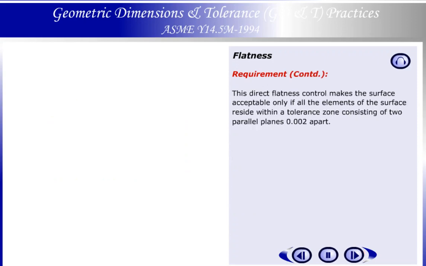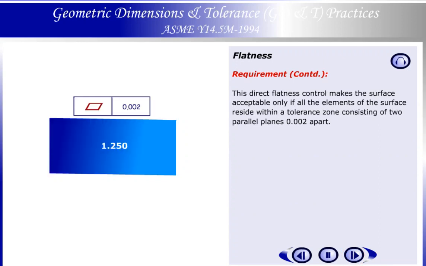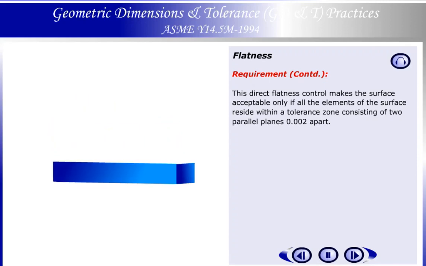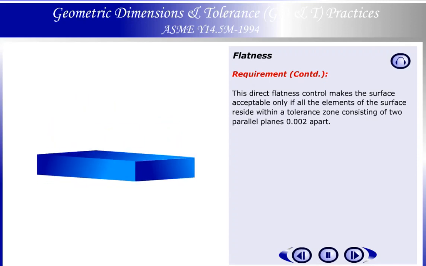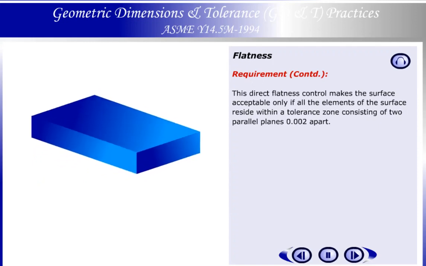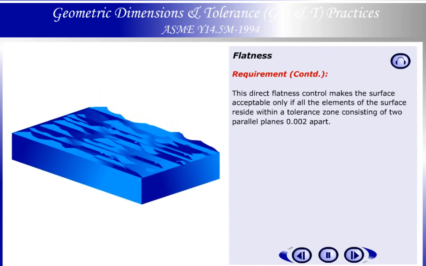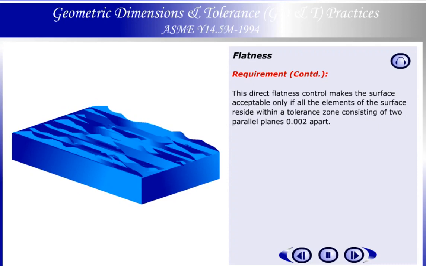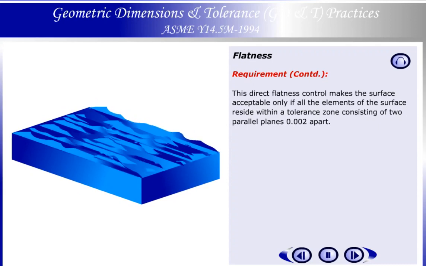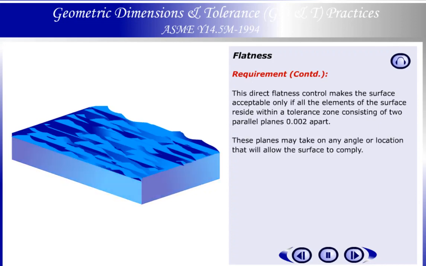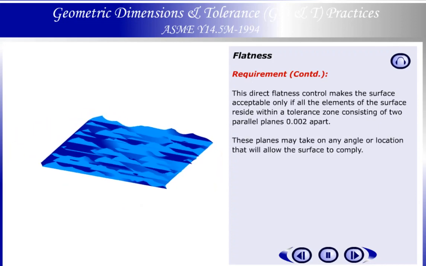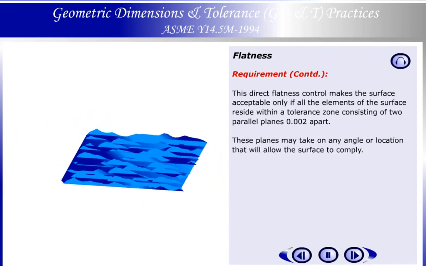Requirement continued. This direct flatness control makes the surface acceptable only if all the elements of the surface reside within a tolerance zone consisting of two parallel planes 0.002 apart. These planes may take on any angle or location that will allow the surface to comply.